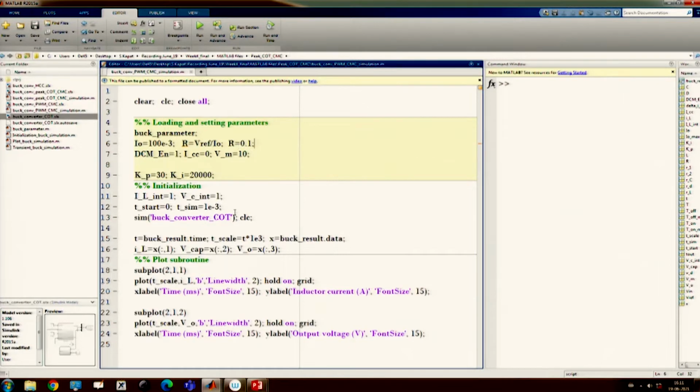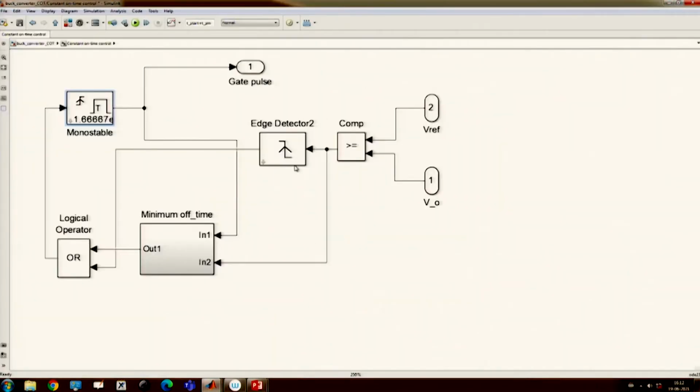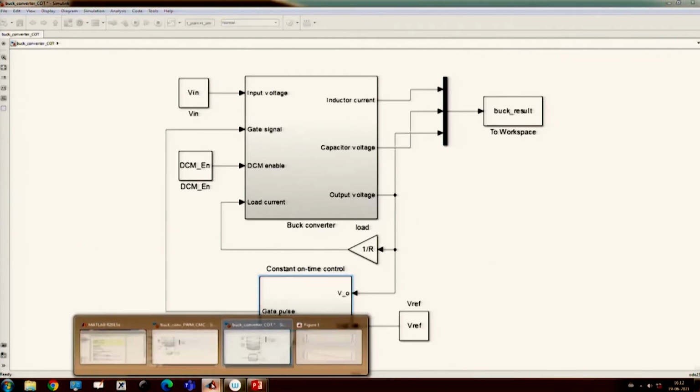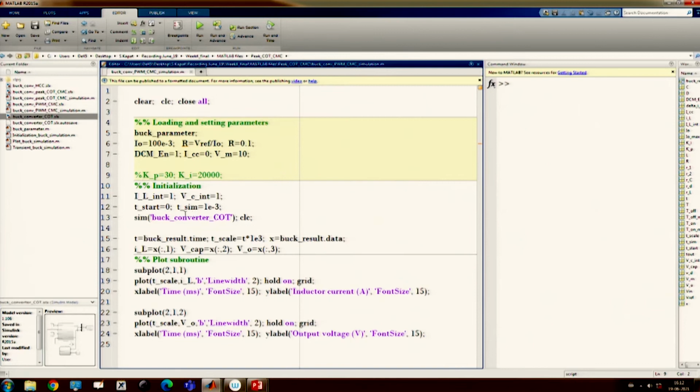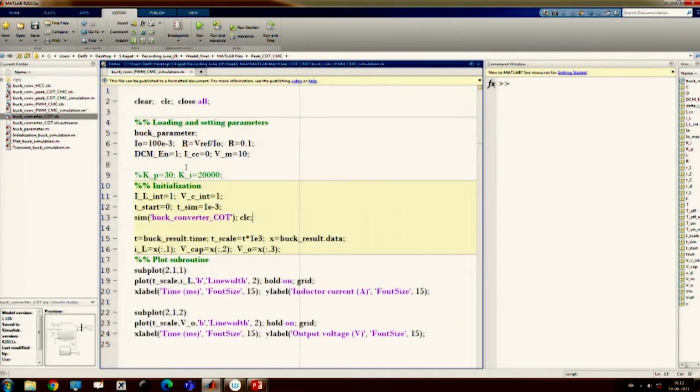This controller in this case does not make any sense because we have not provided any controller here. If you go inside, there is no controller, it is just a simple input and output comparison. So R equal to 0.1 ohm. Initially we want to run for one condition, which is V in equal to 15 volt. So here we will set V in equal to 15 volt. Let us run it.